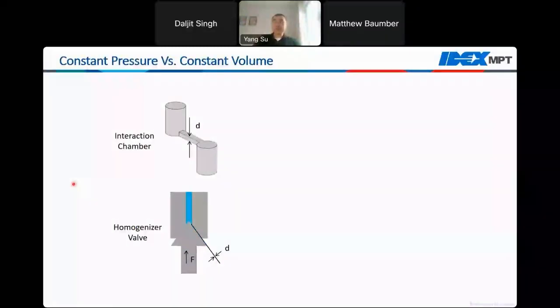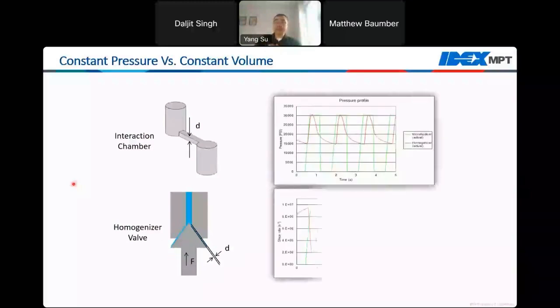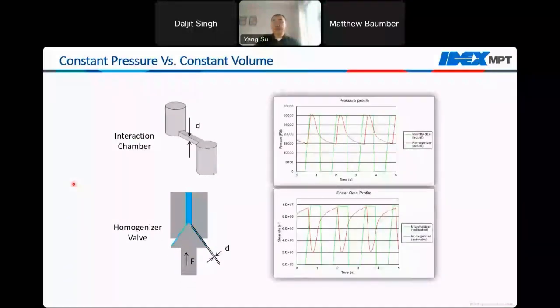One of the big advantages of the microfluidizer technology is the combination of fixed geometry interaction chamber and a constant pressure intensifier pump, which can achieve constant pressure. This is different from typical or conventional valve-based high-pressure homogenizers. So I have a cartoon here that illustrates the effect of the homogenizer pump on the valve.